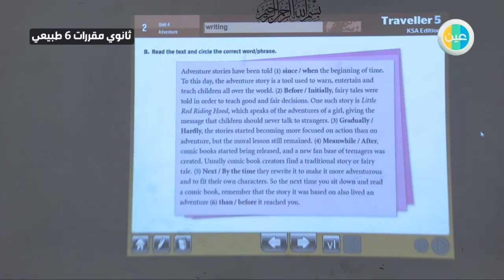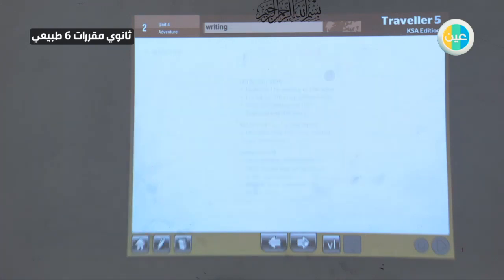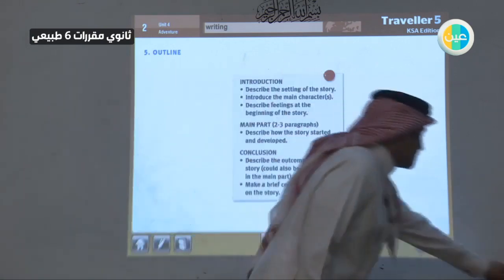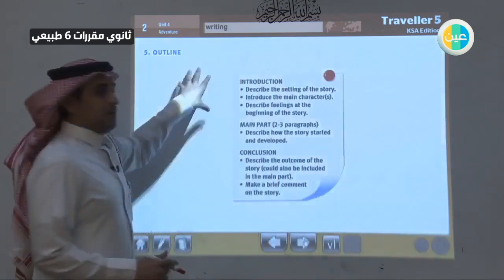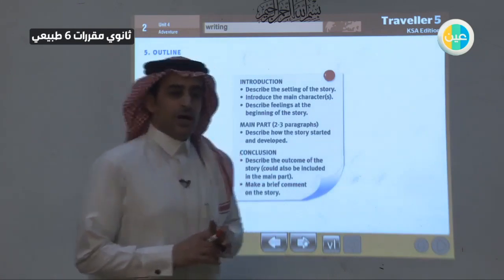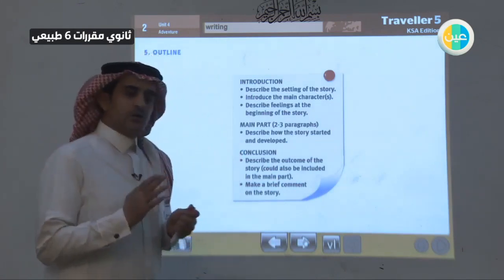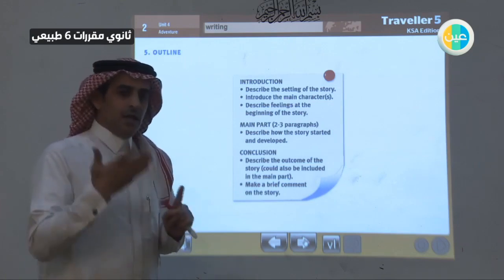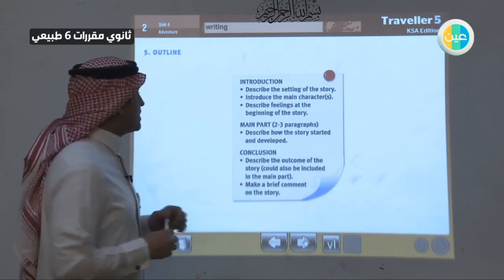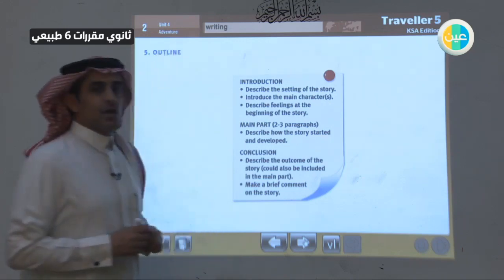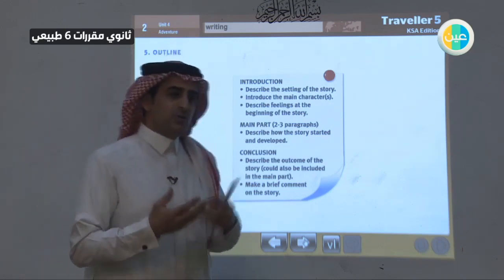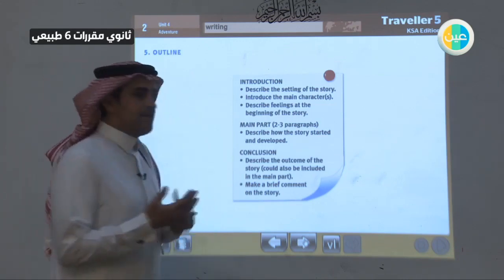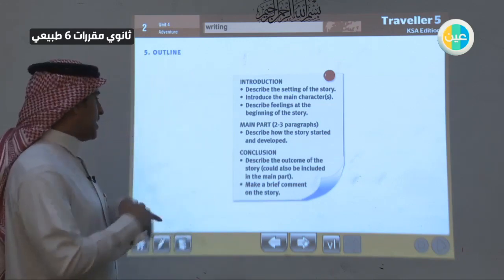Okay. Now we are going to talk about the outline. Outline is very important here. When you start to write a story or essay, article, or email, you must have an outline to arrange your ideas, to organize your sentences, to use adverbs and adjectives and time linkers, etc.